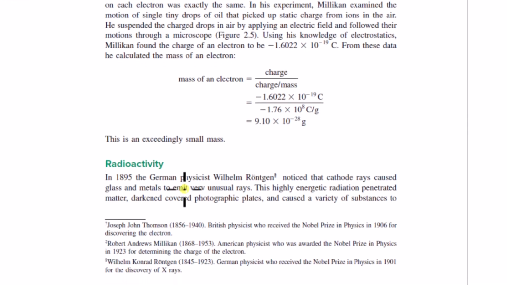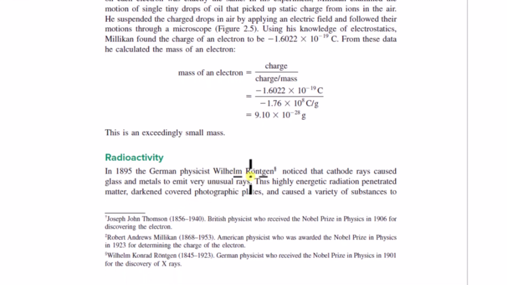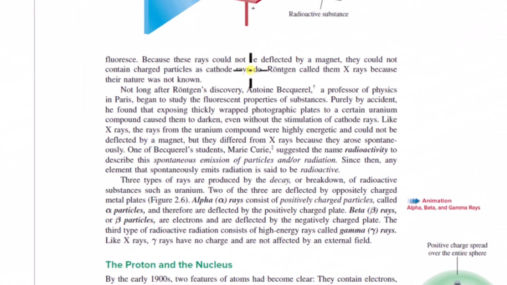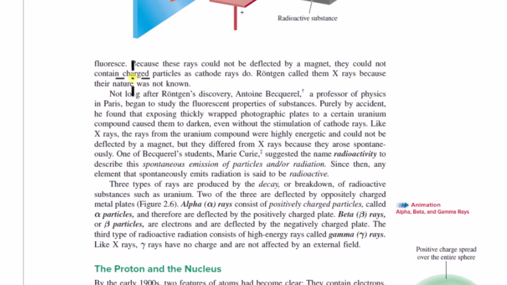In 1895, the German physicist Wilhelm Röntgen noticed that cathode rays caused glass and metals to emit very unusual rays. This highly energetic radiation penetrated matter, darkened covered photographic plates, and caused a variety of substances to fluoresce. Because these rays could not be deflected by a magnet, they could not contain charged particles as cathode rays do. Röntgen called them X-rays because their nature was not known.